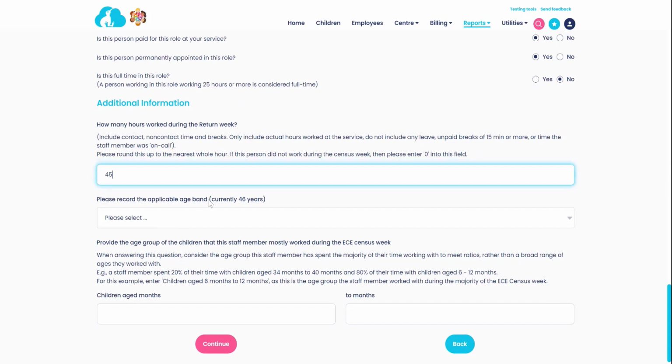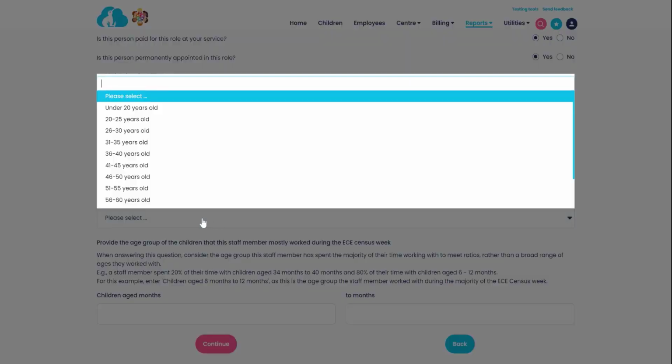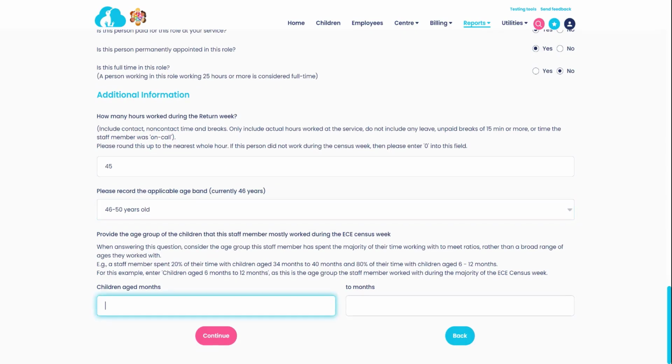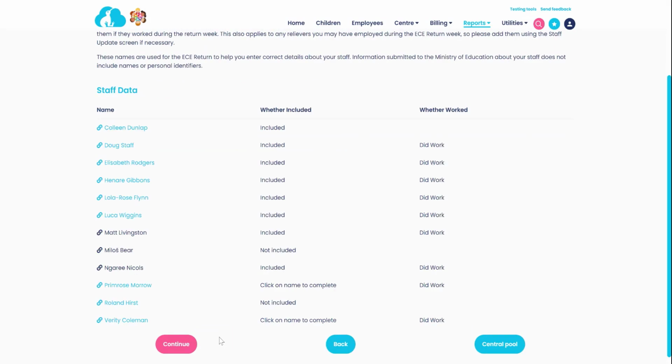Here is my age, because we do have your birth date populated in the employee menu. So we can easily select the age band applicable. And we're going to say that she worked with age 3 months old. Just remember, it's the average number of children or the most common age group of children that they worked with census week. So I'm going to say all the way up to 24 months and continue. She is now included. We have 2 more to do.